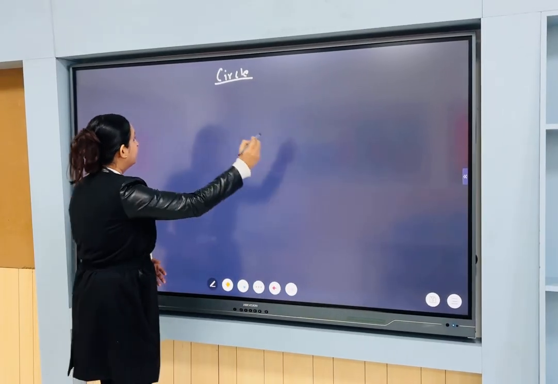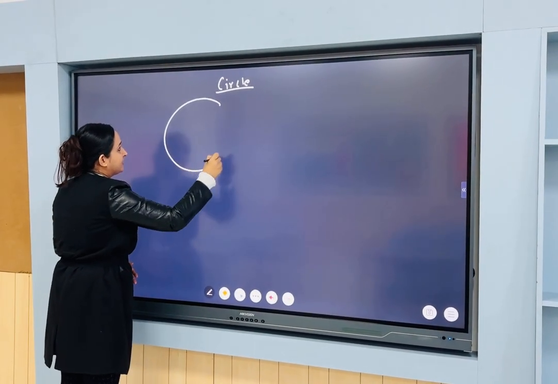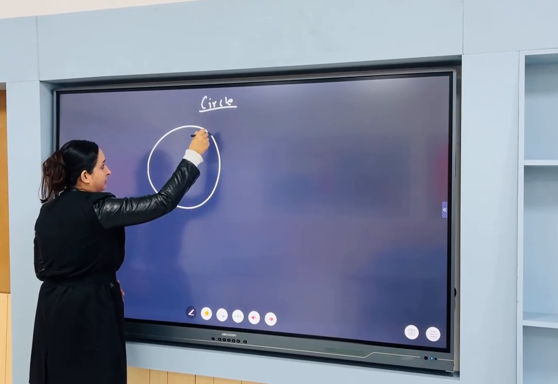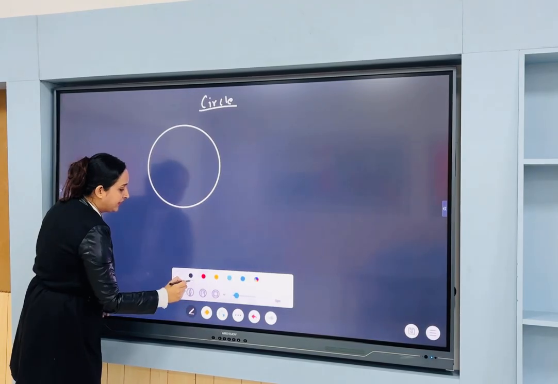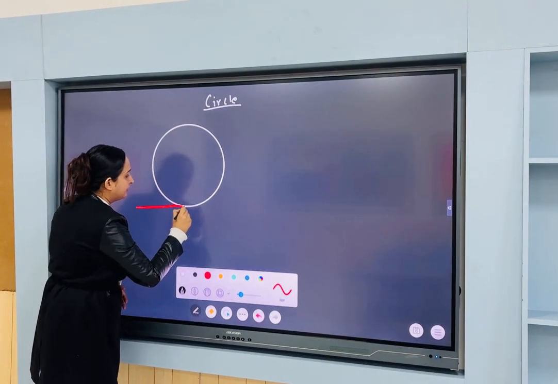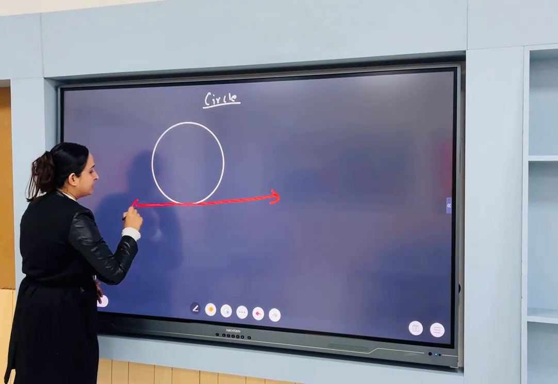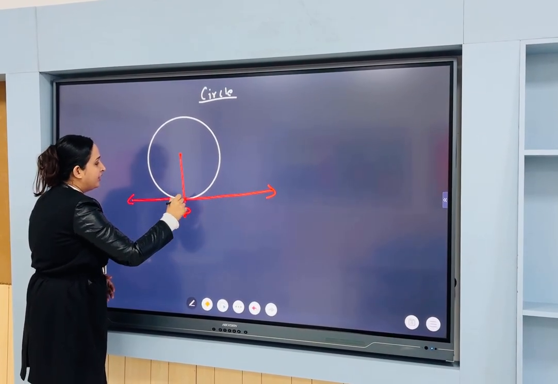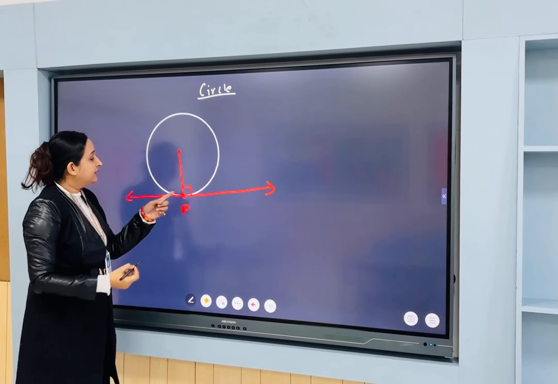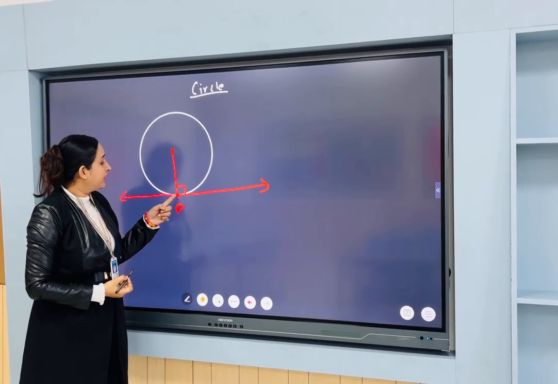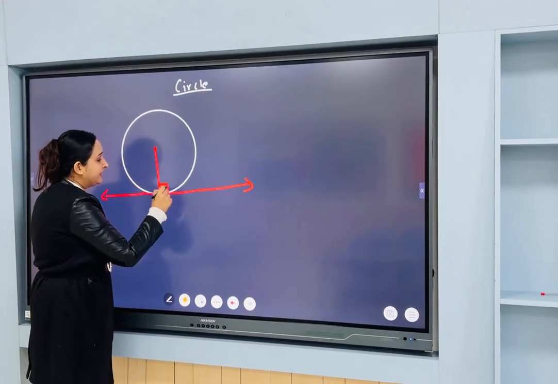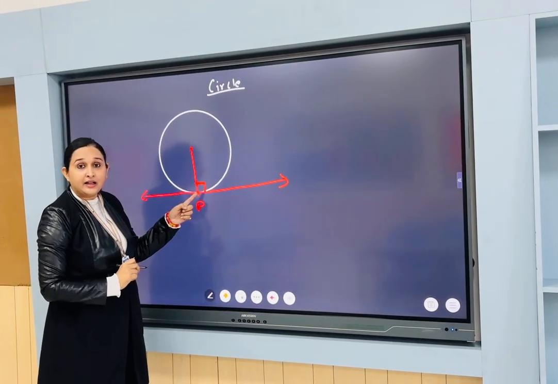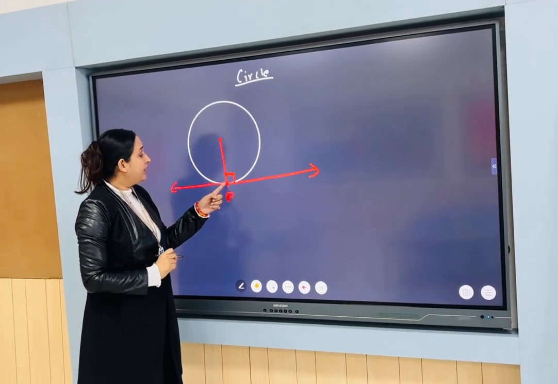It says that if there is a circle and if I draw a line, we call this line a tangent because it intersects the circle at only one point. This is my point of contact. At the point of contact, this angle is 90 degrees. This is the first theorem, that the tangent makes an angle of 90 degrees at the point of contact.